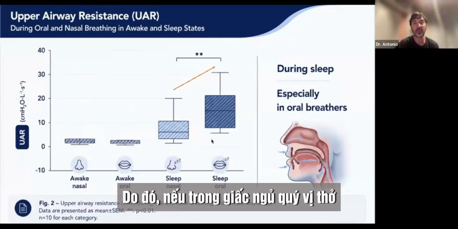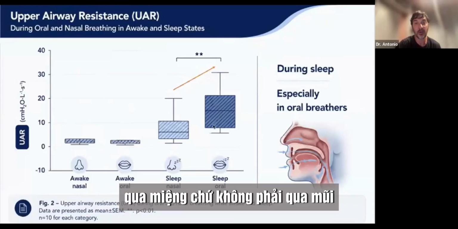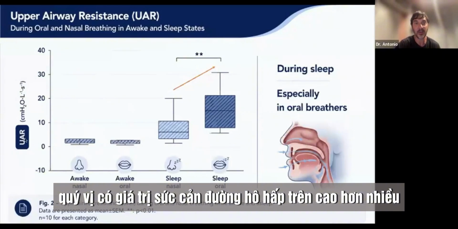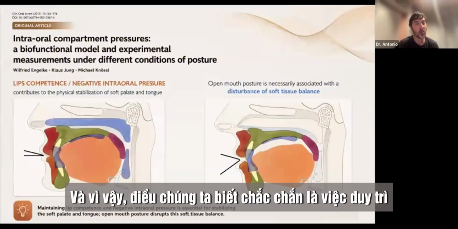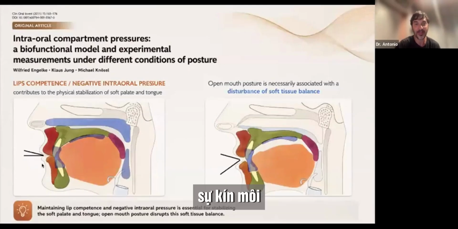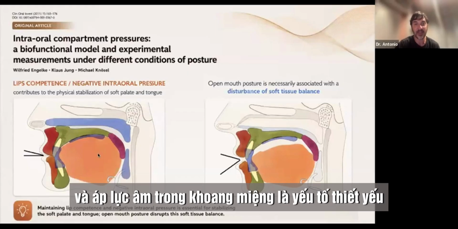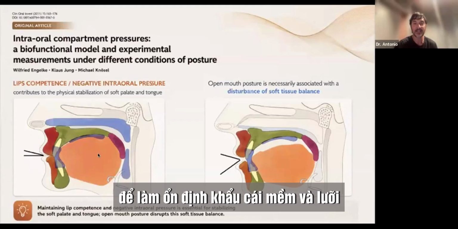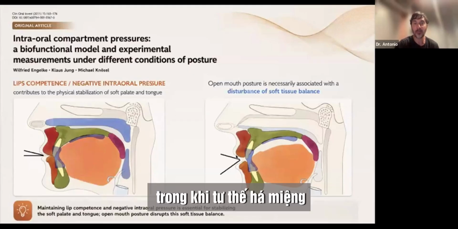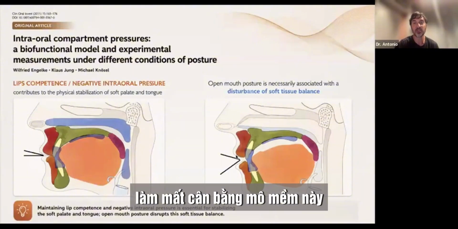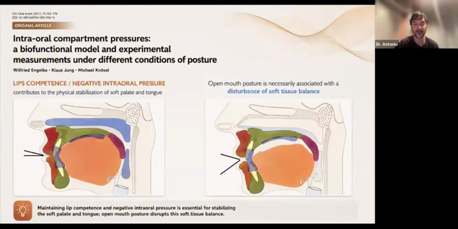So if during sleep you breathe through the mouth and not through the nose, you have a much higher value of upper airway resistance. And so what we know for sure is that maintaining lip competence and negative intraoral pressure is essential for stabilizing the soft palate and tongue, while open mouth posture disrupts this soft tissue balance.